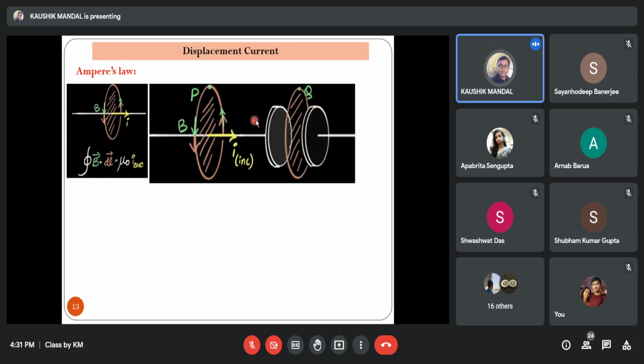But now if we consider any closed surface in between this parallel plate capacitor, between these two plates of the capacitor, then the question is: what will be the magnetic field at this particular point? As per Ampere's law, will there be any magnetic field? Try to answer it.